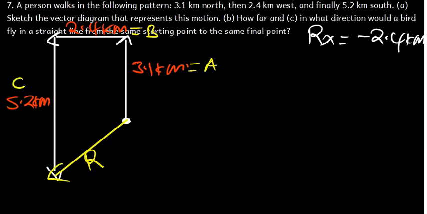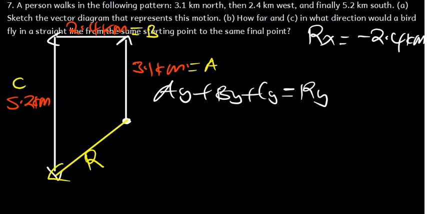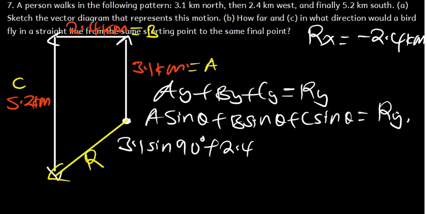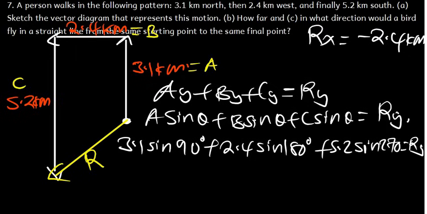So I'm going to say AY plus BY plus CY is equal to the Y component of the resultant. So the Y component is going to be A sine theta plus B sine theta plus C sine theta, which has to be equal to RY. Now A is 3.1 sine 90, the angle is 90 degrees, plus B is 2.4 sine, the angle in that case is 180 degrees, plus this is 5.2 sine 270, which has to be equal to the Y component. So we're going to have 3.1 sine 90 plus 2.4 sine 180 plus 5.2 sine 270.